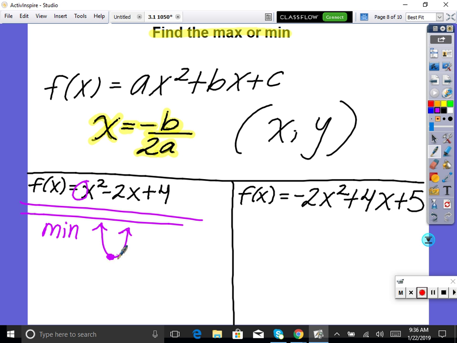Okay, good. And we'd use that formula we've just been doing 10 million times. Okay, I'm not going to do it then. This is a frowny, therefore, because it's negative, this is a max, and then x equals negative b over 2a. You guys get the picture.